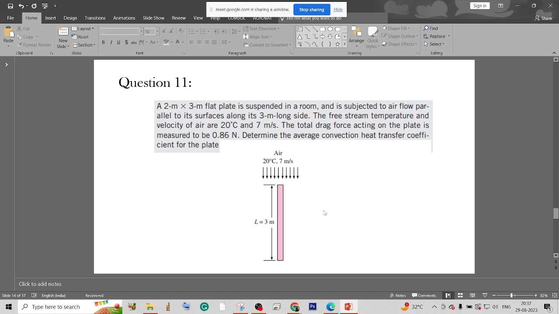You have understood? What is the question? You have to find out the heat transfer coefficient; the drag force is given, and velocity and temperature of the air, everything is given. So there will be two sides, right? The boundary layer will be developed on two sides. One is the 3 meter side, another is 2 meters. Just one second. No. It won't be developed on 2 meters. It is not indicated in the question. Yeah. So, we'll be using the 3 meter side.